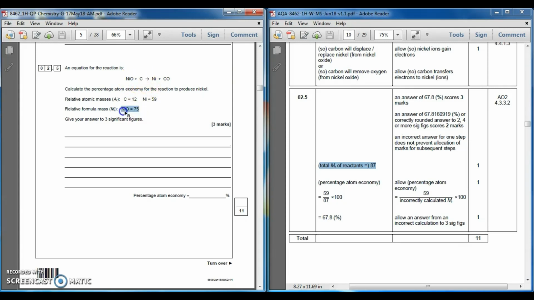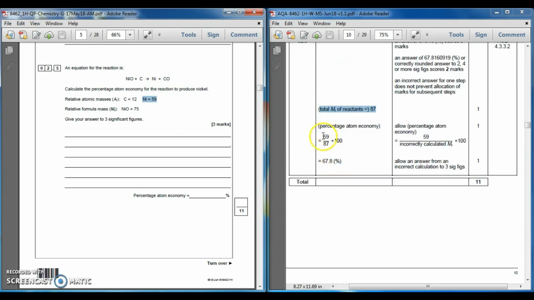There's nickel oxide 75, carbon 12, add them together and we get 87. Great, so then we started off with 87 in total, and the thing we made at the end, just nickel at the end, that's what we wanted, carbon monoxide was a waste product, was 59. So if you look at the calculation here, we got 59 out of the 87 that we put in, so it's decent scores. If you got that on your test for your GCSE in chemistry, you'd probably be quite happy. Well, most of you.